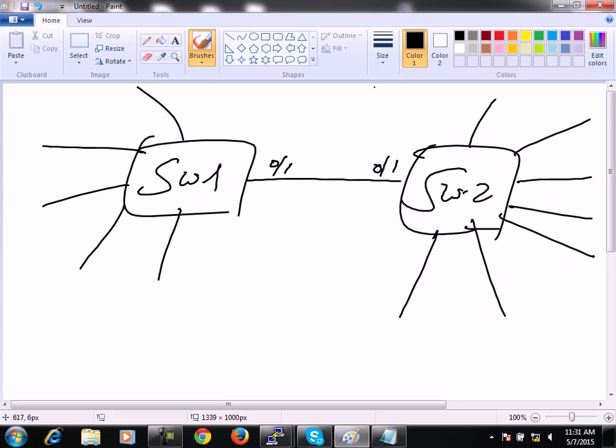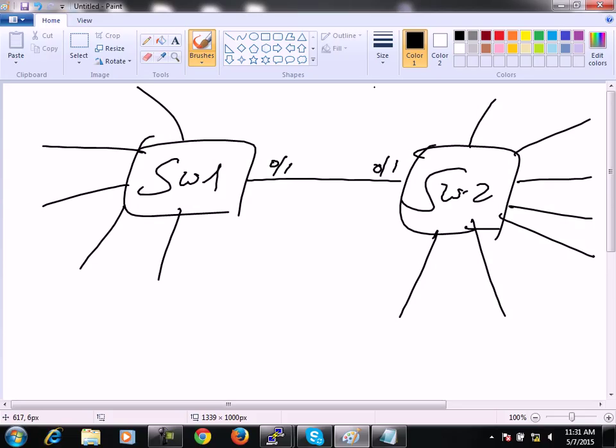No. Of course not. There is no need to implement STP on these two switches because this time they do not have any redundant link. So STP will never be required. So you understand very well why we need to enable STP on switches. If you do not have any redundant link in your network, then of course there will not be any requirement of enabling STP. But remember, whether it is required or not, STP is by default enabled. So it's not that you will need to enable STP.